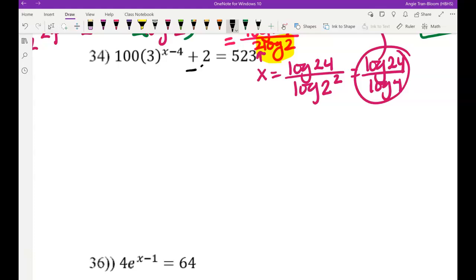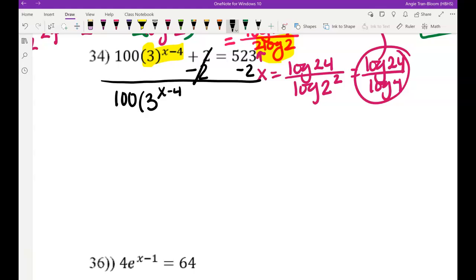So step number 1, remember, we need to isolate your base. I mean, we want this to be all by itself. So whatever is around it, we have to get rid of all of it. So now we would have 100, students, times 3 to the power x minus 4.